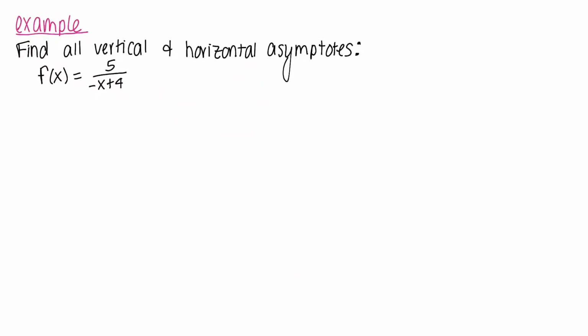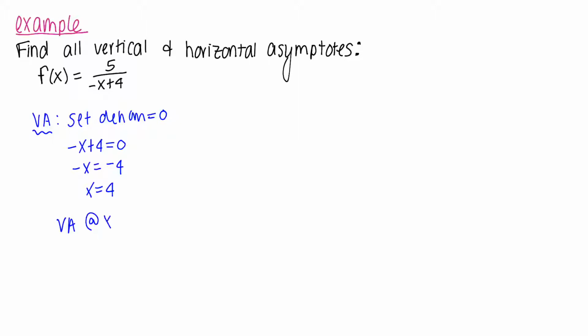So let's do another one. Again, we're finding horizontal and vertical asymptotes. So for the vertical asymptote, we're setting the denominator equal to 0. My handwriting's awful there. All right, so the denominator is negative x plus 4 equal to 0. Subtract the 4 off both sides, you get negative x equals negative 4, and then multiply or divide both sides by negative 1, and you'll get x equals 4. So there is a vertical asymptote at x equals 4.